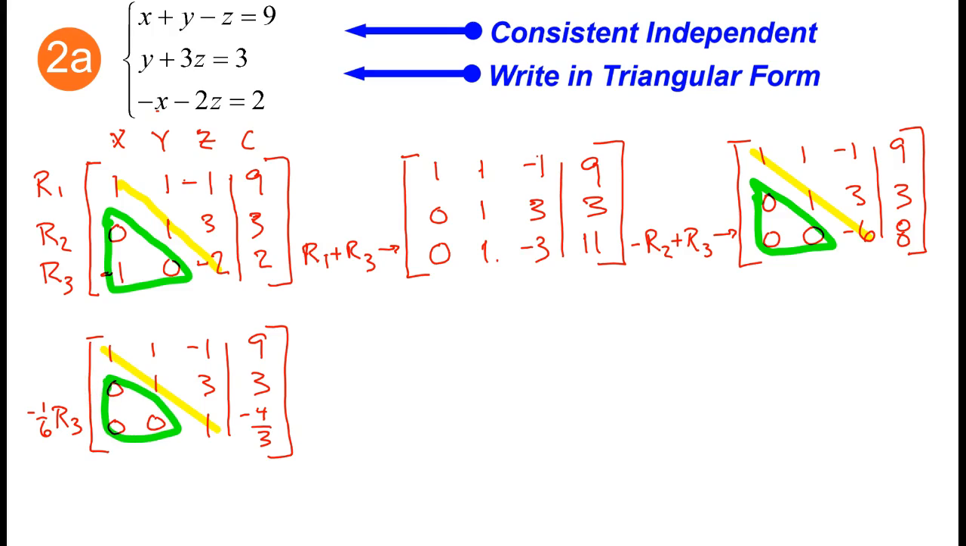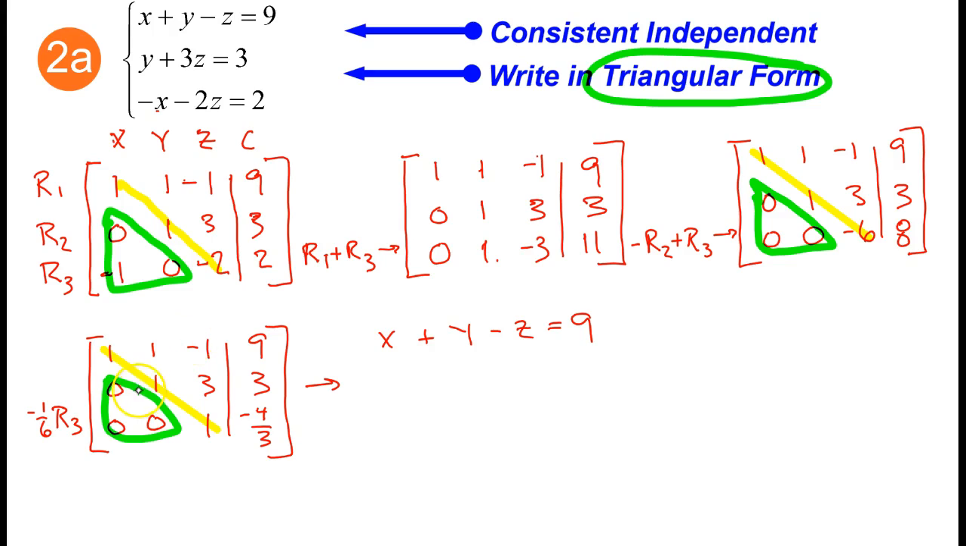Okay, so the next thing I'm going to do is take this table of numbers and write it as a system in triangular form. Here's what it's going to look like. My first equation is going to be x plus y minus z equals 9. Where do these values come from? My table of coefficients right here.